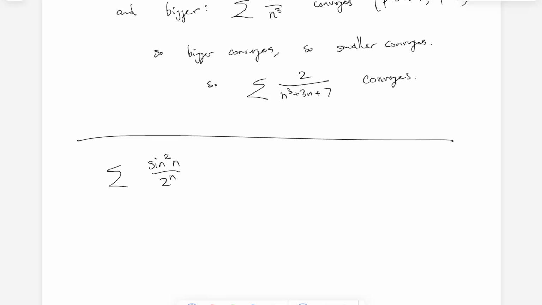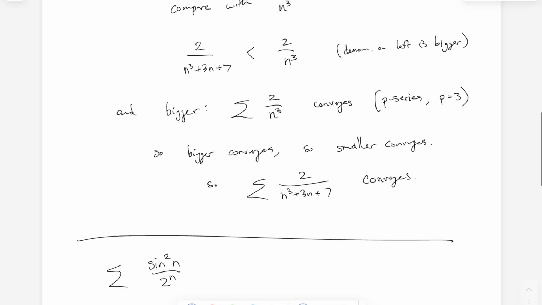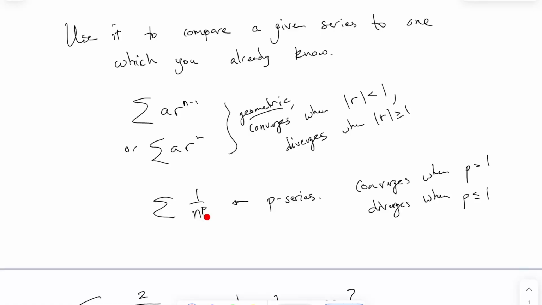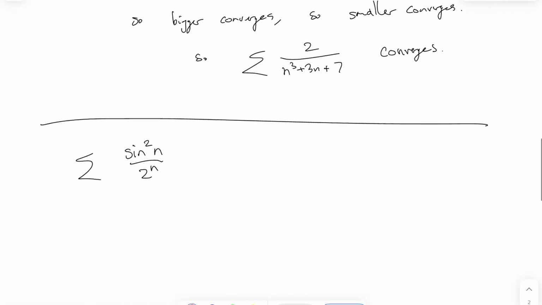How you like that? This is fairly weird, but we can use the comparison test. So again, I want to look at that and decide for myself, does this look like a geometric series or like a p series? And remember what those are. The p series is the one where you have n to some power. The geometric is where you have n as the exponent. Any thoughts about this one here?